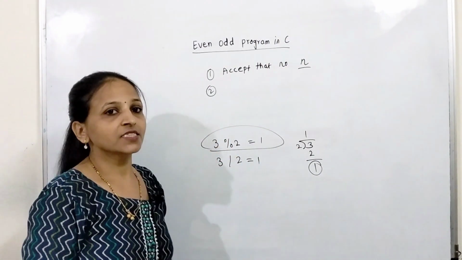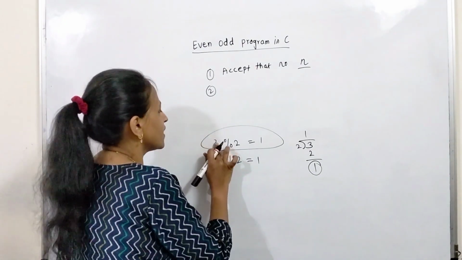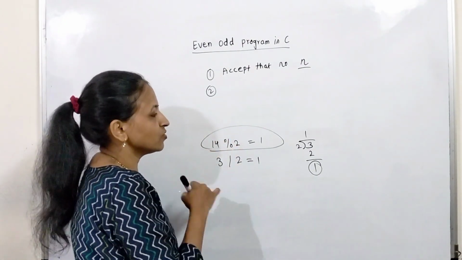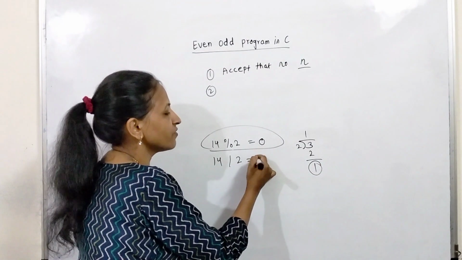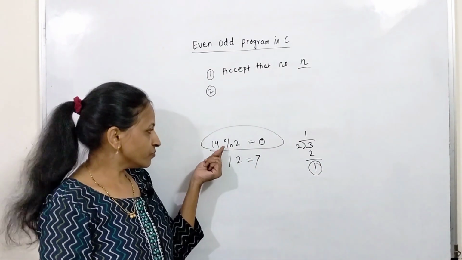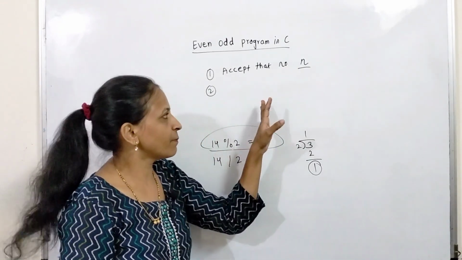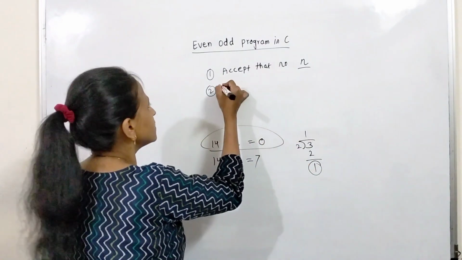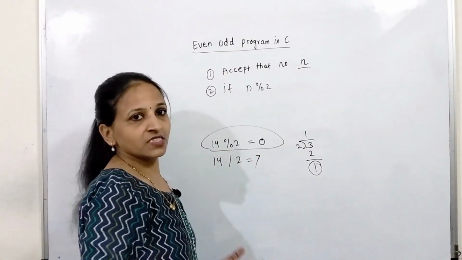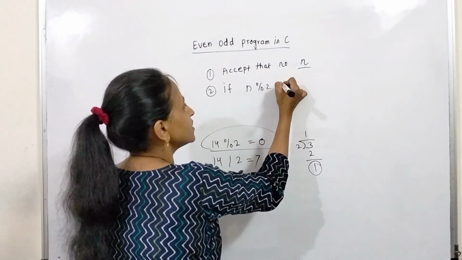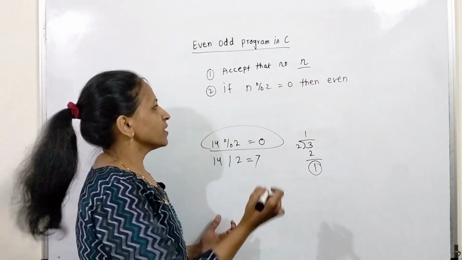If the modulus is not equal to 0, then of course the number is an odd number. See, suppose there is a number 14. Then of course we get remainder 0 for modulus, and if we divide, we get 7. Now 14 modulus 2 equals 0, which means this number is an even number. The same logic we will apply while doing this program. Now we will check if n modulus 2, because n is nothing but the number accepted from the user. If n modulus 2 is equal to 0, then we can say that the number is even, otherwise the number is odd. That's it.